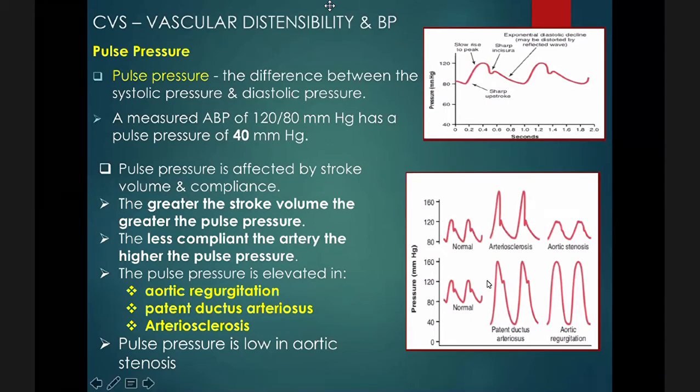Okay? Now, patent ductus arteriosus also increases the pulse pressure because what happens is the diastolic pressure drops tremendously. It goes down below 80 millimeters mercury. And this is because during the diastole, the blood will go into the patent ductus arteriosus. Kasi you have a left to right shunt here.